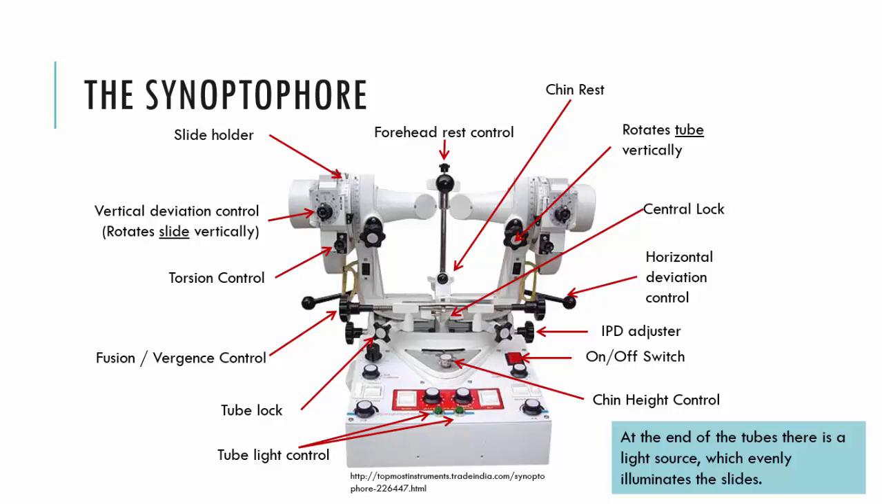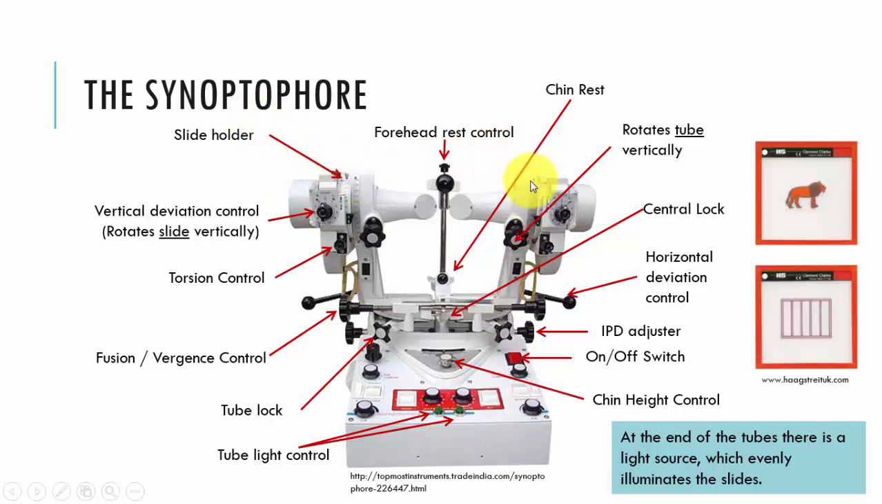And we do this using slides, and here is the slide holder. And here is a pair of slides as an example, where one slide has the image of a lion, and then another slide has an image of a cage. So if I put this lion in this slide holder here, this would be seen by the right eye and the cage would be seen by the left eye.